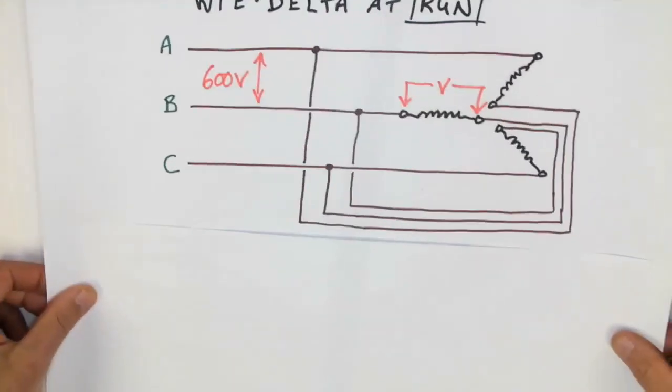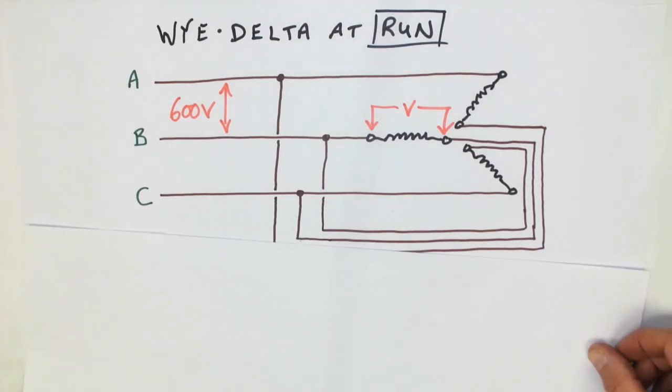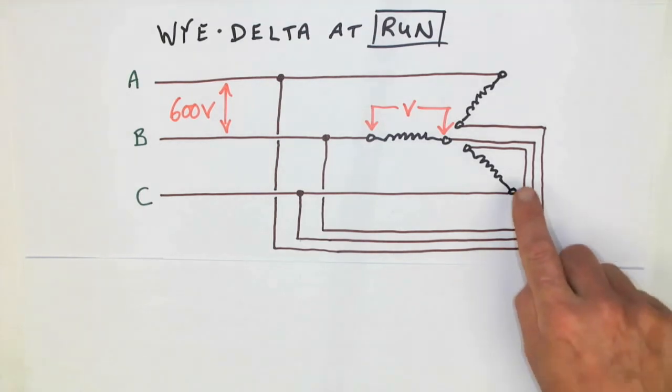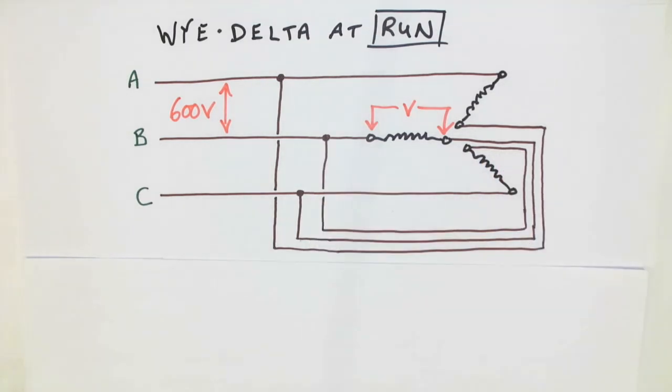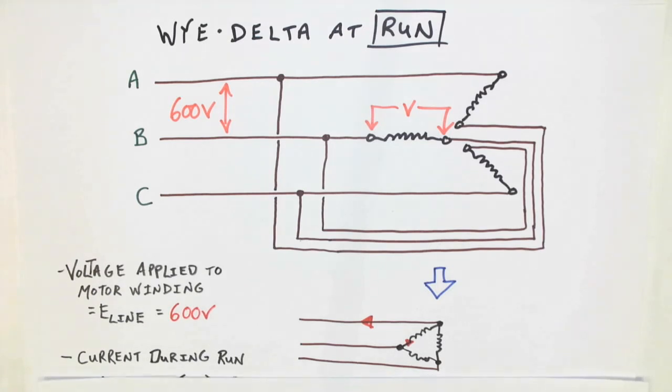Well, let's take a look at this Y delta starter at run. Normally, at run, the Y delta starter will be connected in delta. And so we can see how this connection is made, same as the previous diagram. At this point, when we're in delta, we have 600 volts across each one of the individual windings. This means that the voltage applied to each motor winding is 600 volts.